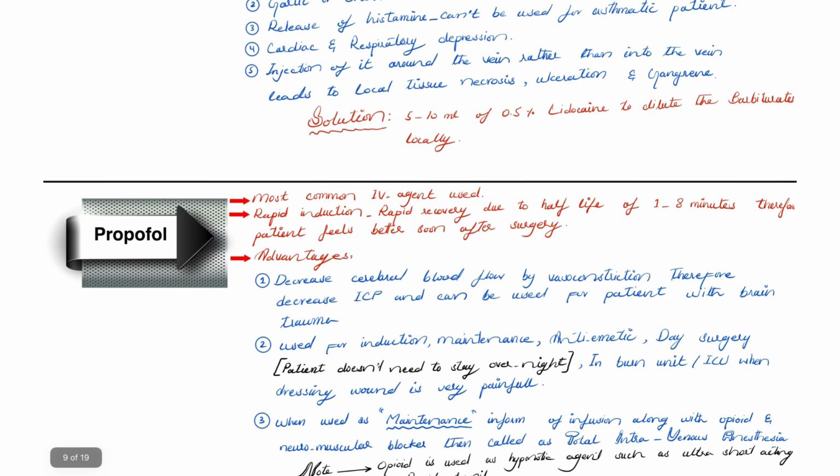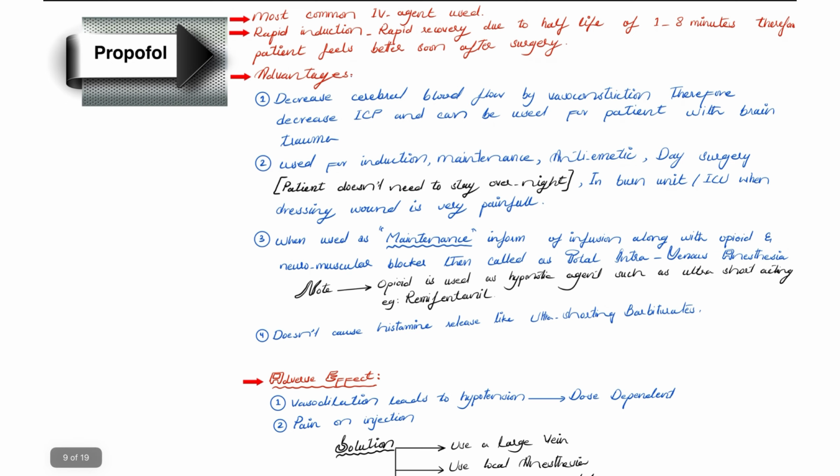The second important parenteral general anesthesia agent is propofol. It is the most common IV agent used. It is used for rapid induction because it has rapid recovery due to half-life of 1 to 8 minutes, and therefore patient feels better soon after surgery.